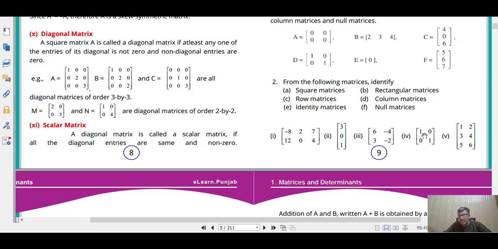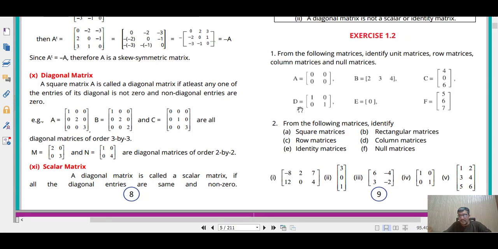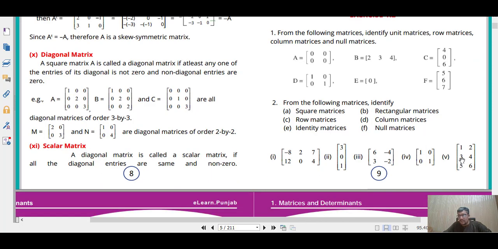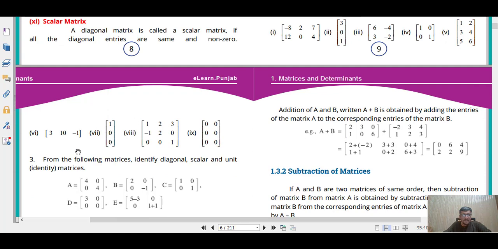The fourth part is similar to what we did in question 1, part D. Now the fifth part I am leaving to you, but I tell you what is going on here: we have 3 rows and 2 columns, and the number of rows and columns are not equal in this part. Question 2, fifth part. So it is your rectangular matrix. Again we have the sixth part, in which horizontal entries are given. It is known as row matrix.